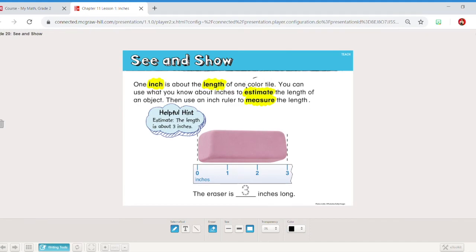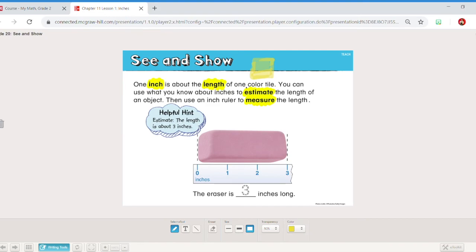See and show. 1 inch is about the length of 1 colored tile. Now, we don't have colored tiles with us here, but if we were in the classroom, a colored tile would look like a square, and it would measure to be 1 inch, so you could use those physical tiles to measure. If you don't have those tiles at home, that's okay. You can find other tools that measure exactly 1 inch, and find lots of them to line up and measure instead of a ruler if you want.